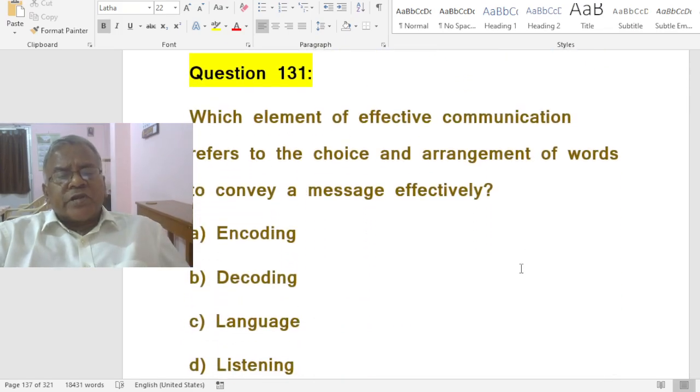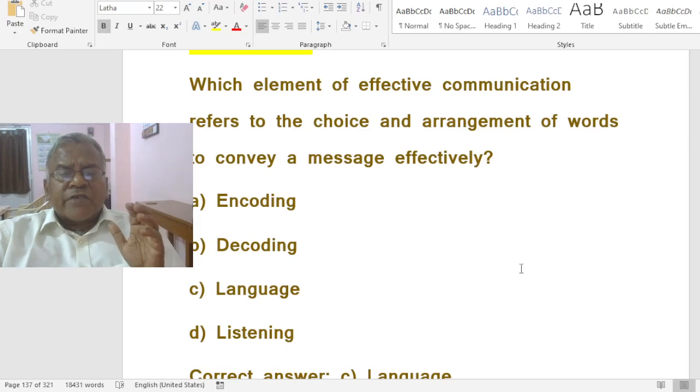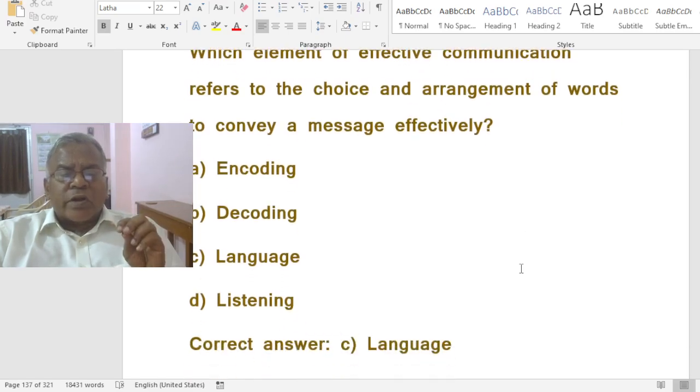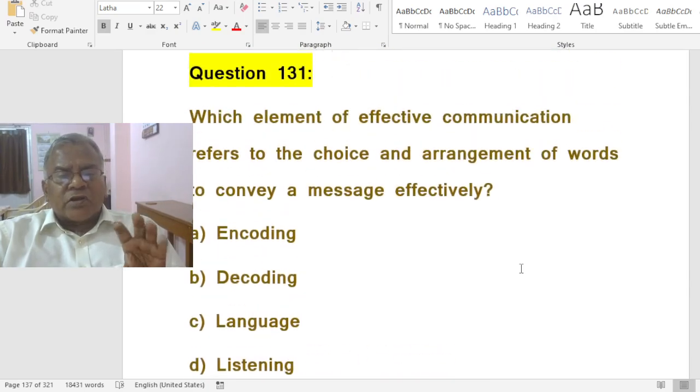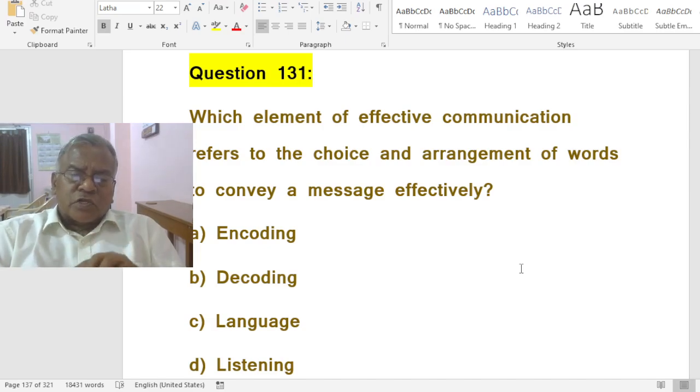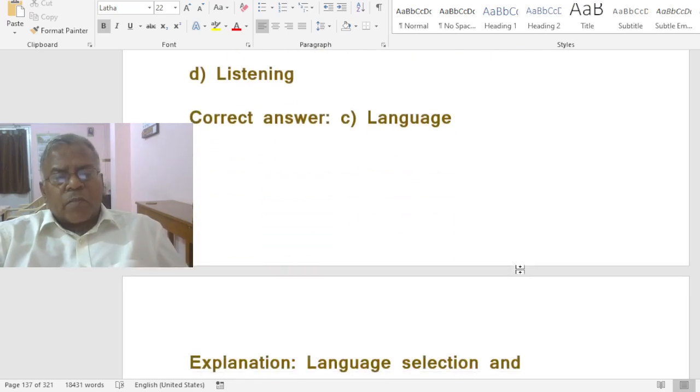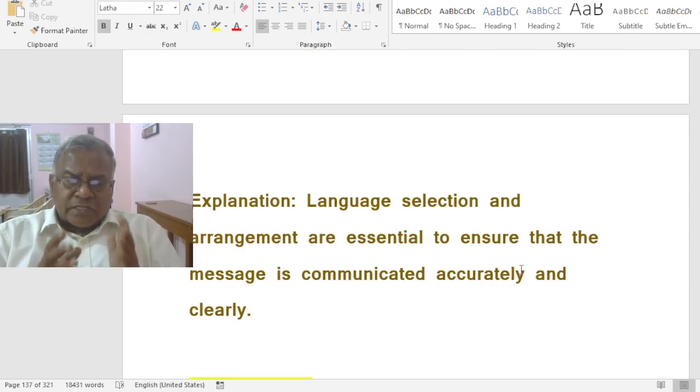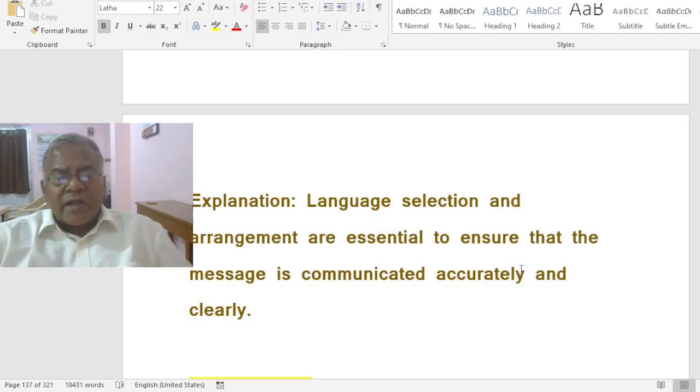Which element of effective communication refers to the choice and arrangement of words to convey a message effectively? A. Encoding, B. Decoding, C. Language, D. Listening. I hope you understood the question. Of course, it is related to language. So, language should be the correct one. How? Language selection and arrangement are essential to ensure that the message is communicated accurately and clearly.